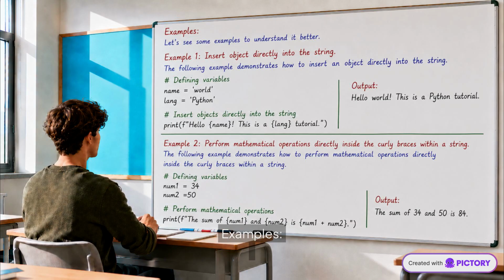Example 2. Perform mathematical operations directly inside the curly braces within a string. The following example demonstrates how to perform mathematical operations directly inside the curly braces within a string. Defining variables: num1 equals 34, num2 equals 50. Perform mathematical operations: print(f"The sum of {num1} and {num2} is {num1 + num2}"). Output. The sum of 34 and 50 is 84.